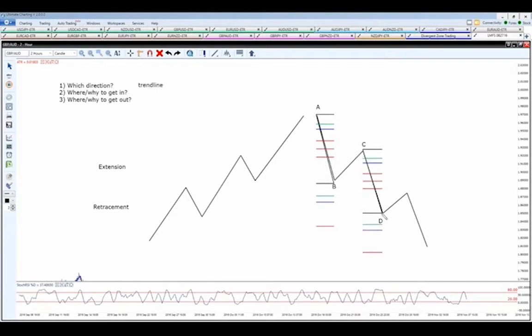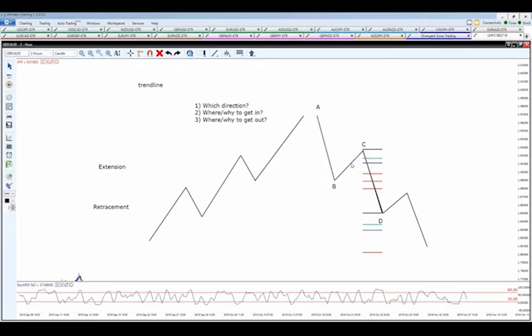Now I'm kind of going through this as a very basic Cliff Notes version because I'm going to show you a tool that's going to do all of this automatically. We have an auto Fibonacci tool called our Smart Fibonacci tool that does all of this for us here. So let's go ahead and clean all this up. That's going to help us answer questions number 2 and 3, where to get in and where to get out. We're going to utilize Fibonacci's and candlestick formations, just like that.